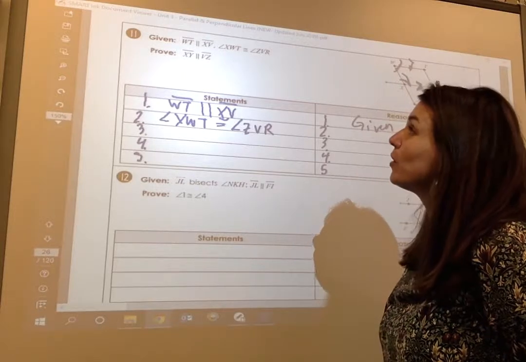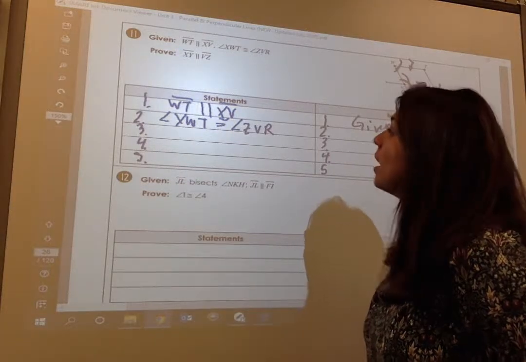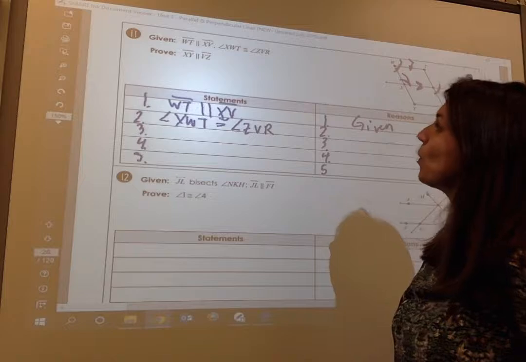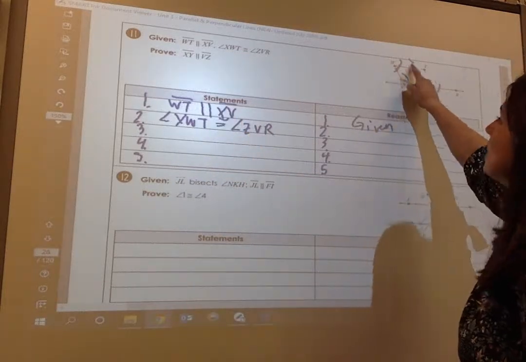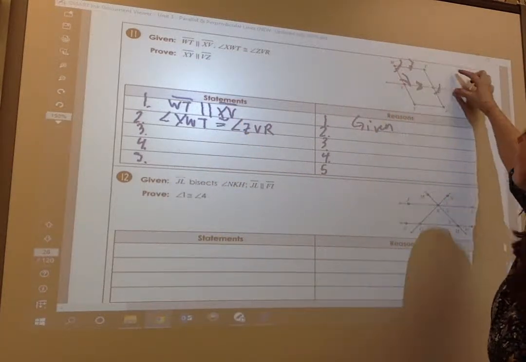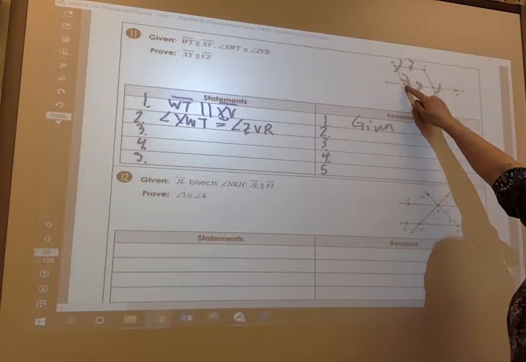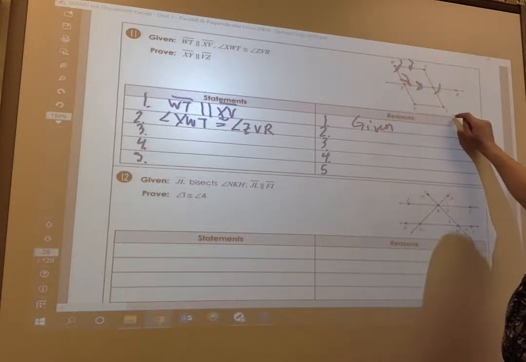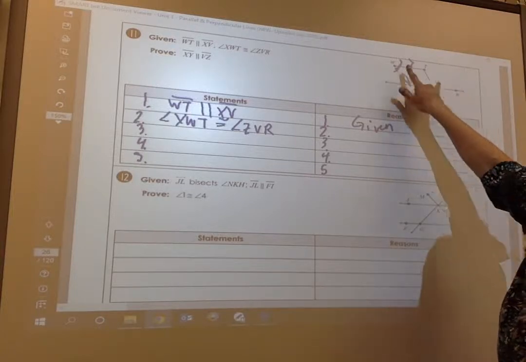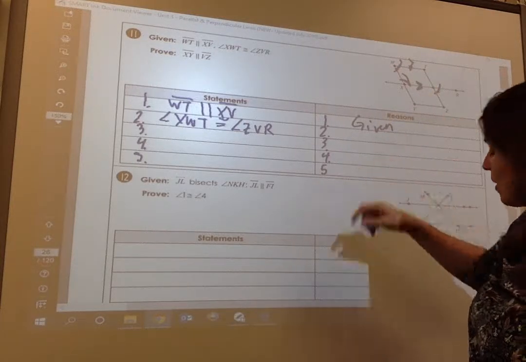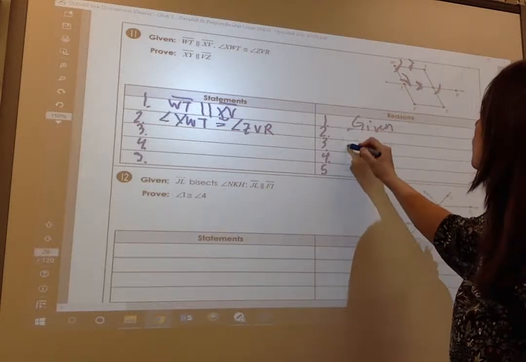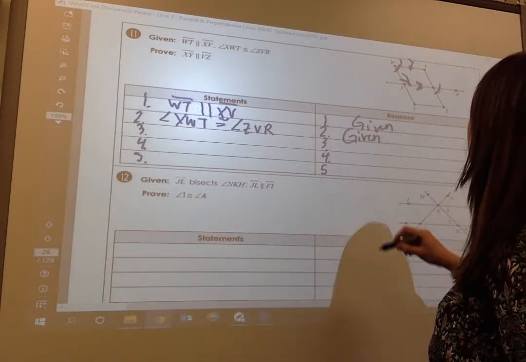Here's where we got interrupted on that last video. I apologize, but let's just refresh real quick. It's given that WT and XV are parallel to each other. We have also said that angle XWT is congruent to ZVR, these two right here. So that is also a given statement, just as where I left off.